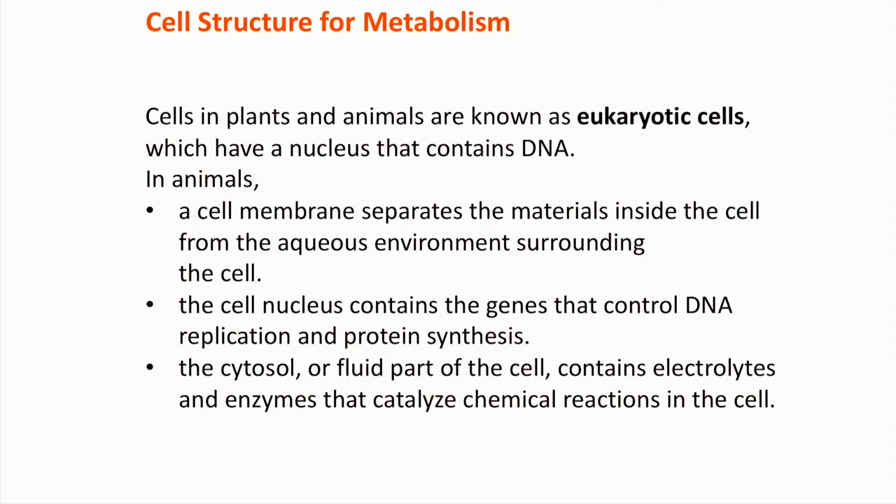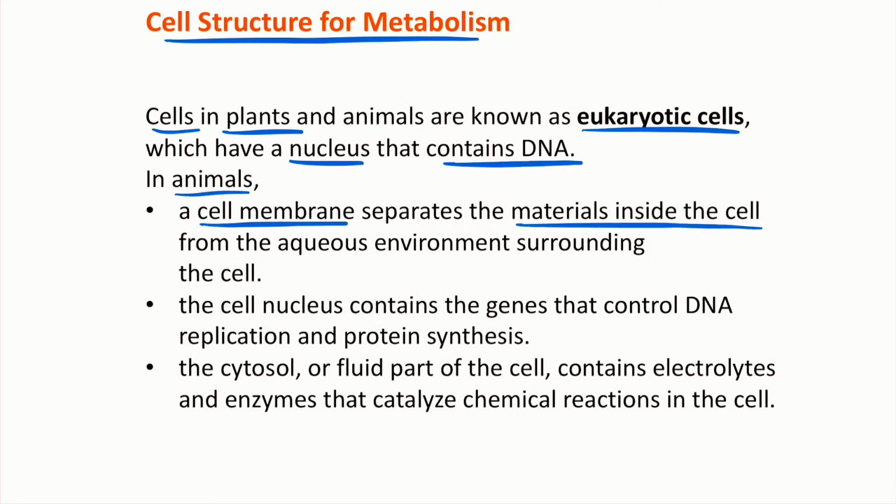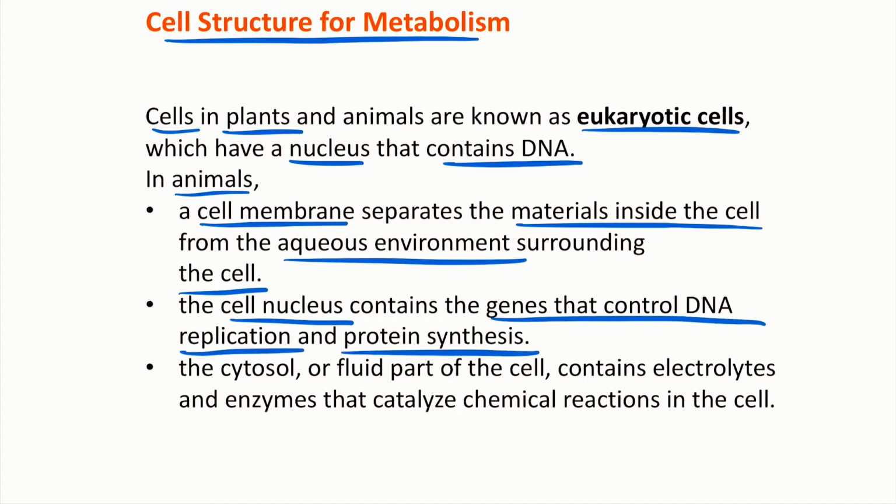So let's start with the cell structure and metabolism. Cells in plants and animals are generally called eukaryotic cells. These are cells that contain a nucleus that contains the DNA. In animals, you have a cell membrane that separates the materials inside the cell from the aqueous environment surrounding the cell. The cell nucleus contains the genes that control DNA replication and protein synthesis, which we discussed in the earlier lecture on nucleic acids.